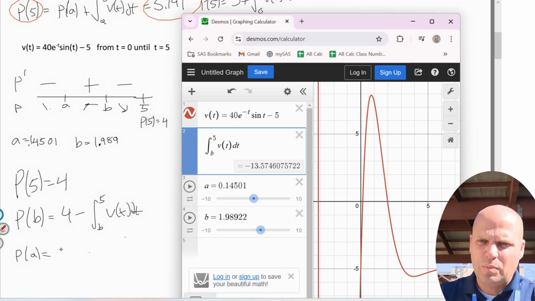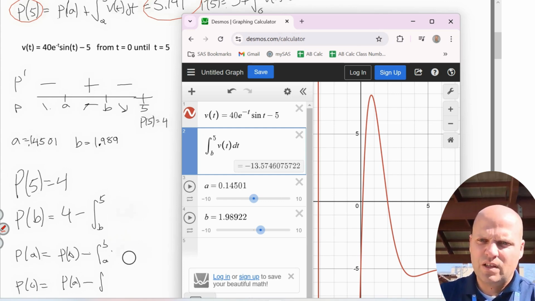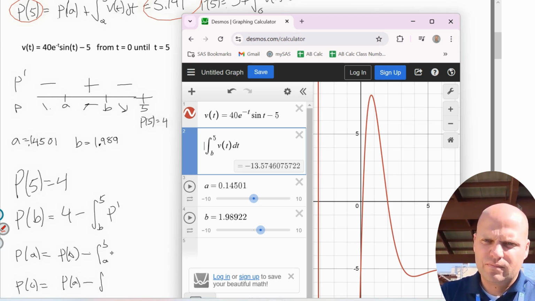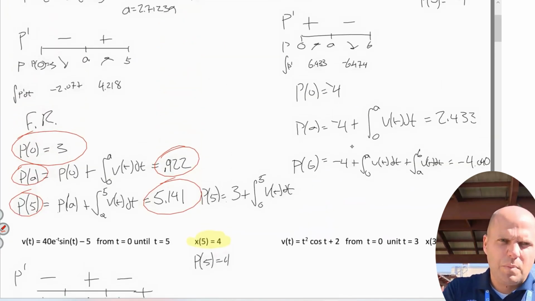P of A will be P of B minus A to B. You could also go from 0 to B. P of 0 equals P of A minus the accumulation of P prime. I don't know why I'm putting V here. I should put P prime. I'm really off. P prime.